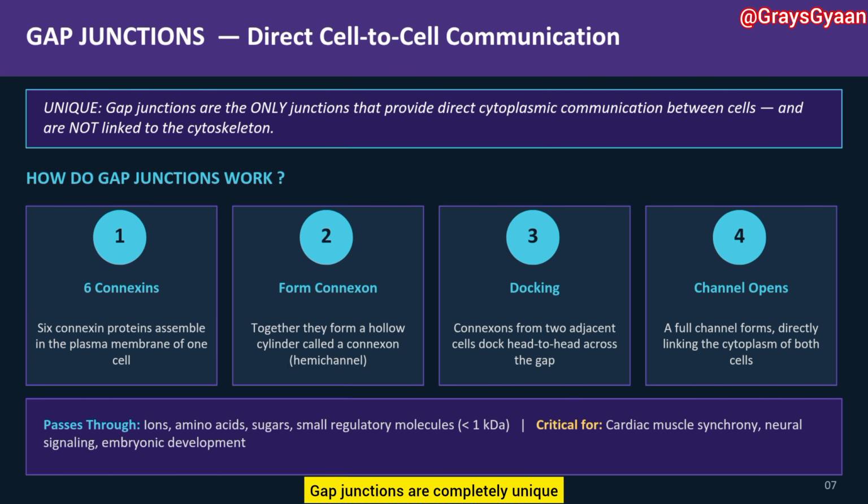Gap junctions are completely unique. They are the only junction that provides direct cytoplasmic communication between adjacent cells. And here's what makes them special: they are not linked to the cytoskeleton at all. So how do they work? Let me walk you through it step by step.